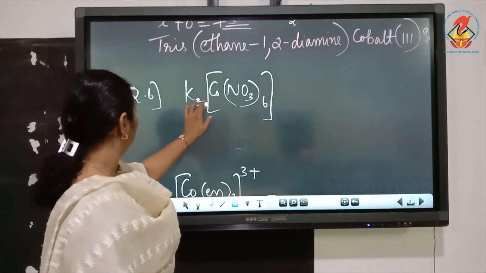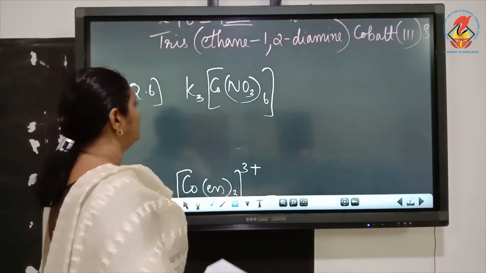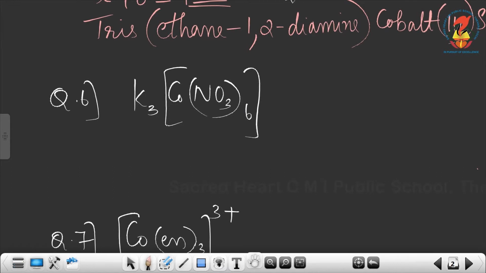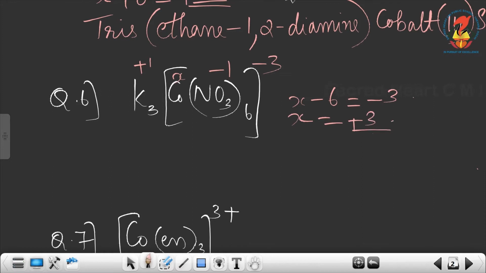Now next is question number 6. 6 is K3[Co(NO3)6]. Now let's write the IUPAC name of the compound. Before that we have to find the oxidation number of cobalt. So nitrate ion is -1. So x minus 6 is equal to, here we have plus 1 into 3, so the charge is minus 3. So x minus 6 is equal to minus 3. x will be equal to plus 3. Okay. Now let's write the IUPAC name. We have the counter ion potassium.